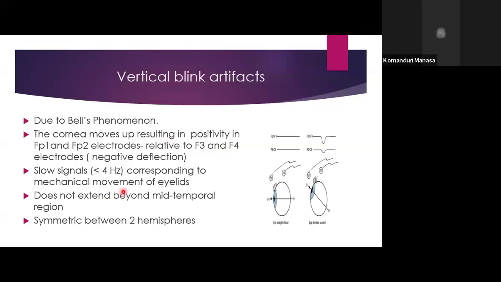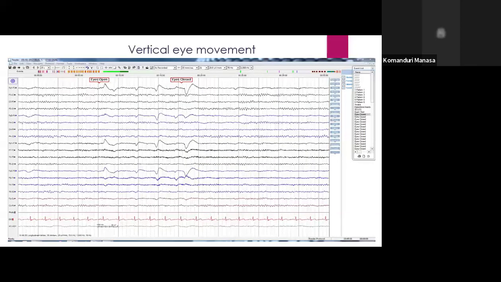This will be a slow signal, less than 4 Hz, corresponding to the mechanical movement of the eyelid. It does not extend beyond the mid-temporal region. This is important to differentiate it from FIRDA, which can extend beyond the mid-temporal region into the posterior regions. It is symmetric between the two hemispheres. So this is the vertical eye movement artifact. When the eye is closed, the cornea moves upward, which causes a negative deflection. And when the eye opens, the cornea again moves forward, which will create a positive deflection.